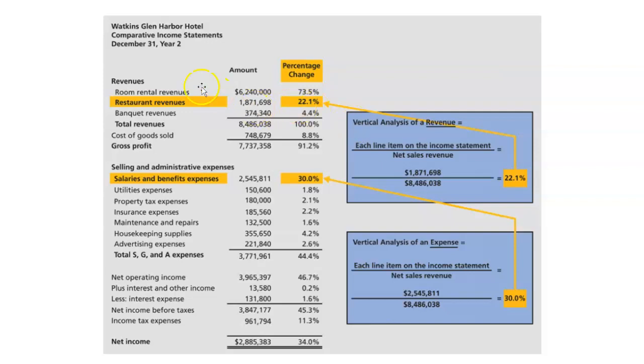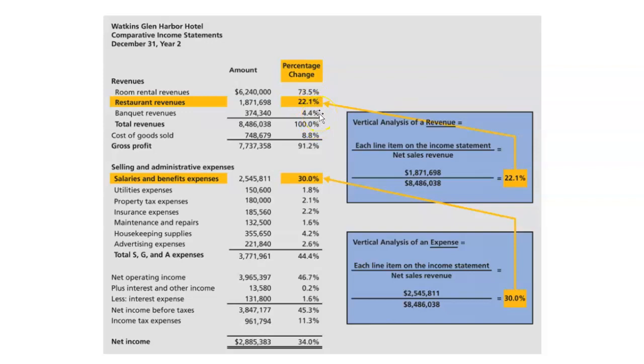Here we've got our total revenues. Total revenues are 100%. That's our largest number on the statement. That's how you can think of it. And we've got three different categories of revenue here. So here's total revenues, 8486. That's 100%. And now we can look at this: 73% comes from room rental, 22% from the restaurant, and banquet 4.4.